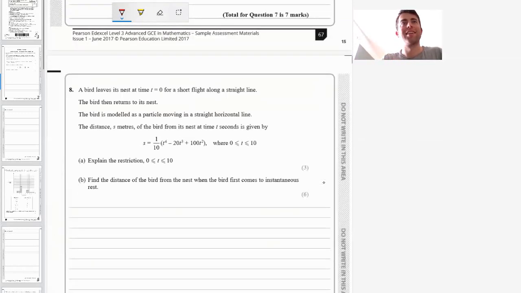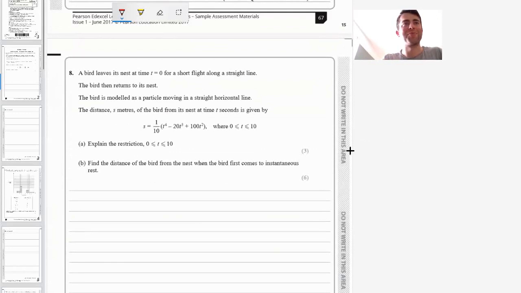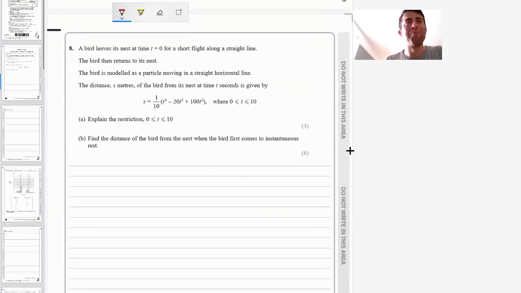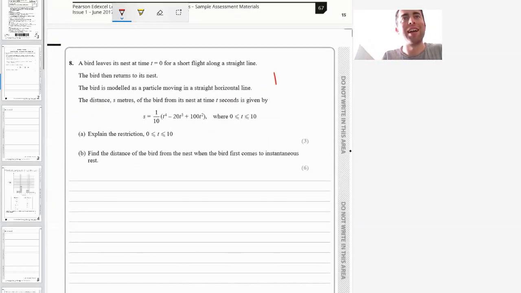Next. Question 8. A bird leaves its nest at time t equals 0. I'm going to imagine that the nest is in a tree, and the bird leaves the nest and goes in a straight line away and then back again. But its distance isn't just there and back, its distance is dictated by this expression here. Explain that restriction there.